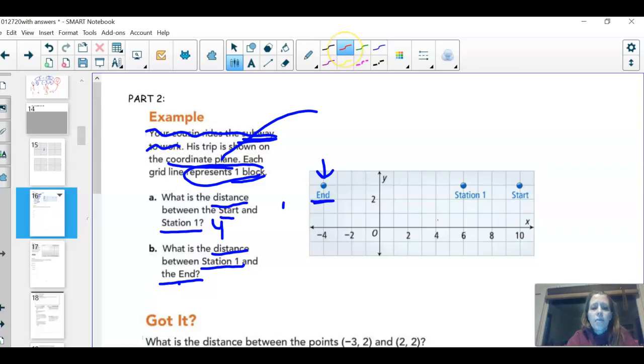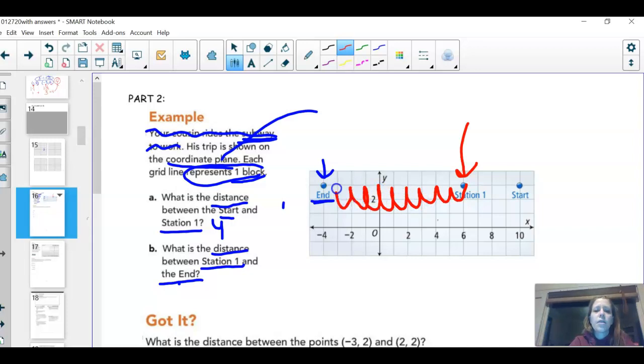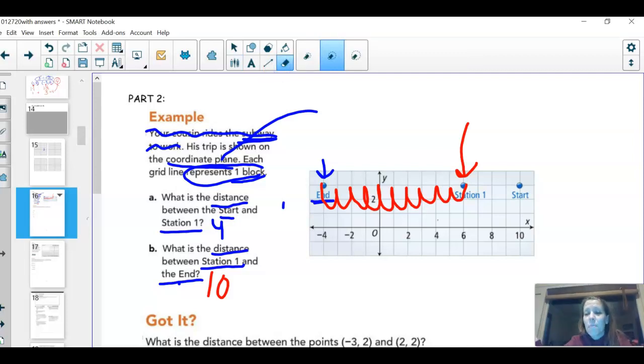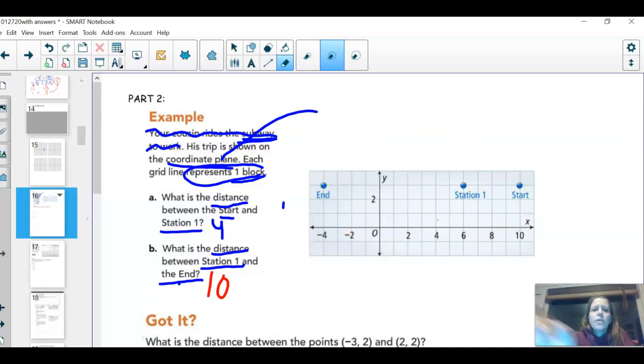Okay, so let's count. Distance from station 1 and the end. 1, 2, 3, 4, 5, 6, 7, 8, 9, 10. 10. Now let's look at this without counting the boxes. Okay, so if I don't want to draw a picture, how can I find this? Si yo no quiero dibujar, ¿cómo puedes encontrar la respuesta?